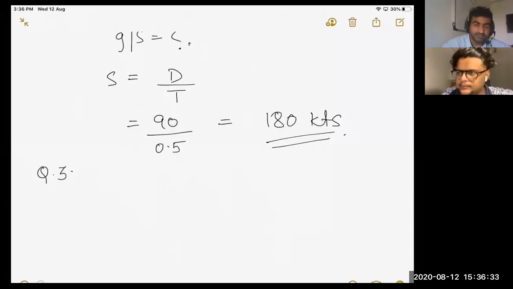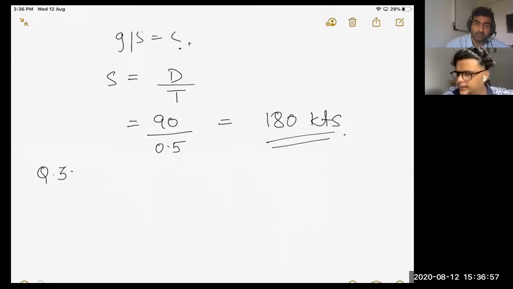Your ground speed is 220 knots and you have 57 nautical miles to go. Correct? 57 nautical miles to go. Okay. How long will it take you?